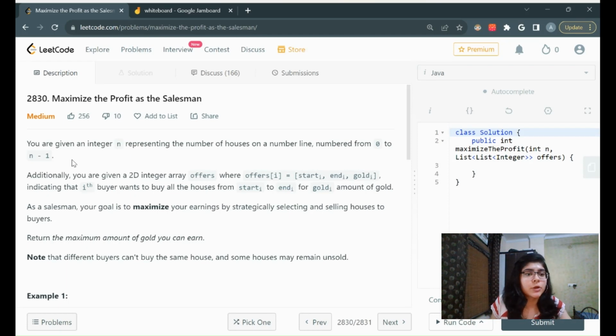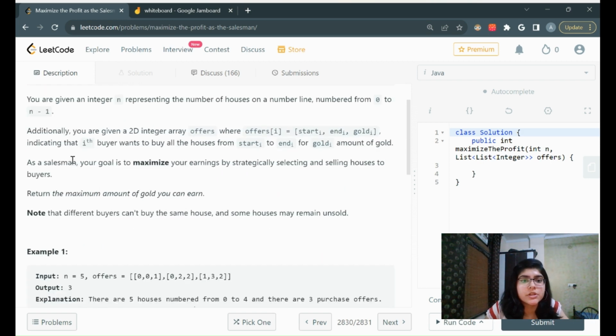So let's start by going over the problem. Maximize the profit as the salesman. You're given an integer n representing the number of houses on a number line numbered from 0 to n minus 1. Additionally, you're given a 2D integer array offers where offers[i] is equal to [start_i, end_i, gold_i], indicating that the ith buyer wants to buy all the houses from start_i to end_i for gold_i amount.